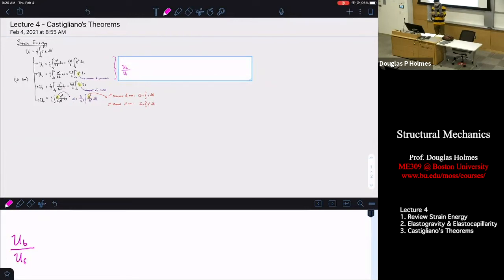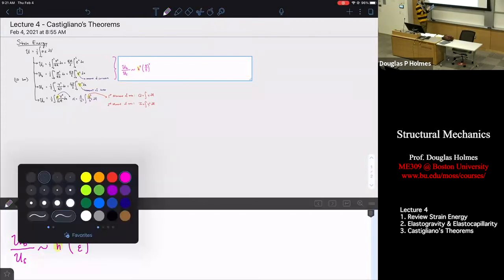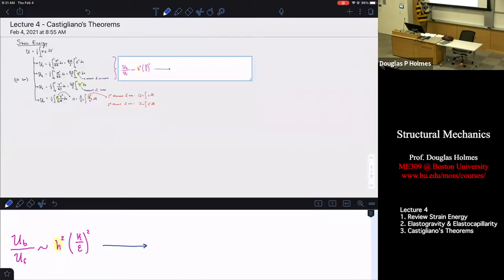If I do that for my 1D bar, and I ignore my factors of 2, what I'll find is that I get a relationship that says the bending energy to stretching energy goes as the thickness squared times some ratio of how much you've bent it versus how much you've stretched it. The key thing here is this thickness squared term. And what we learned is that thin objects are easy to bend and hard to stretch.